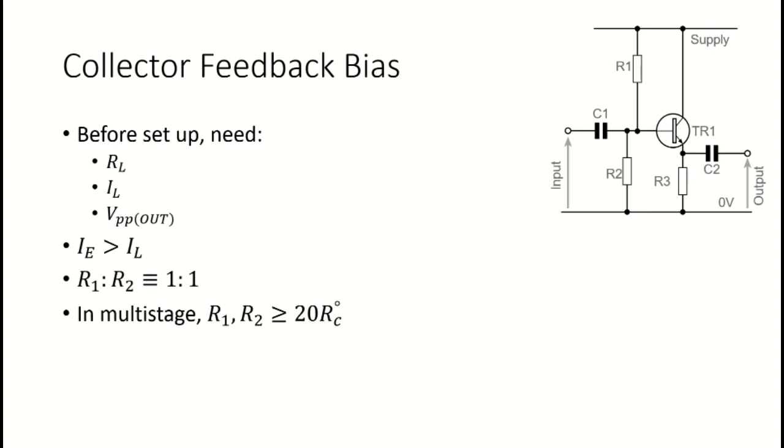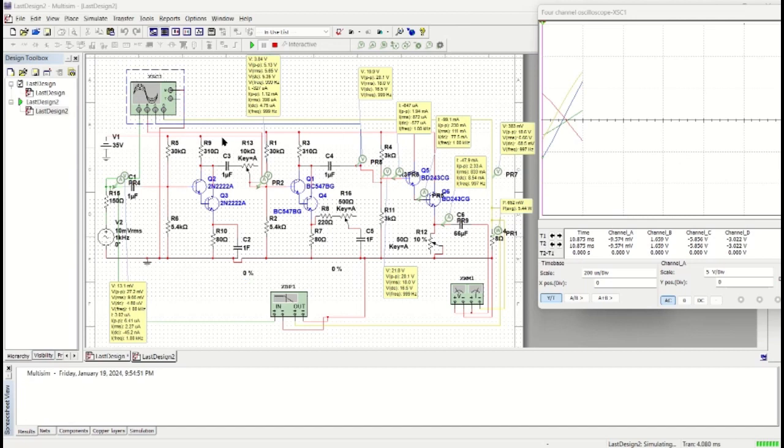Current through R1 and R2, I prime, is 10 times bigger than IB, and the ratio of R1 and R2 is 1 to 1. So we can simply get the voltage at the base. In multi-stage, the magnitude of R1 and R2 can refer to RC of the previous stage, that is 20 times bigger than RC at the previous stage. So this is the final circuit.